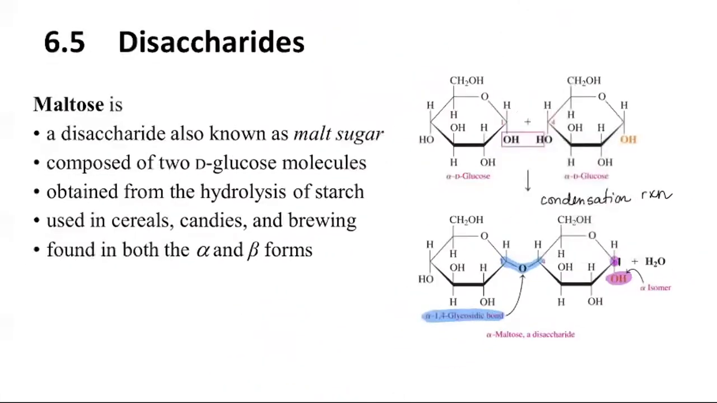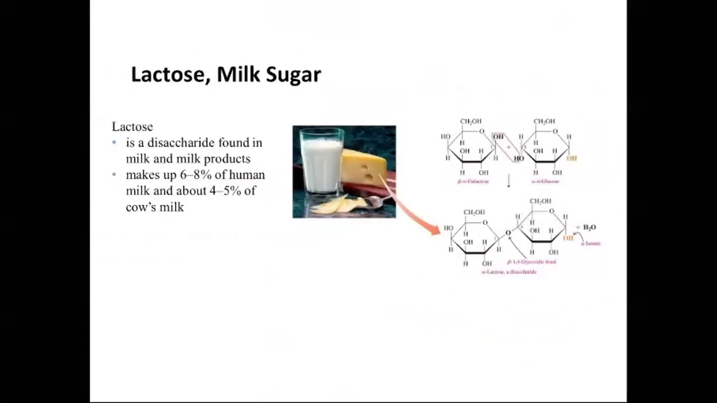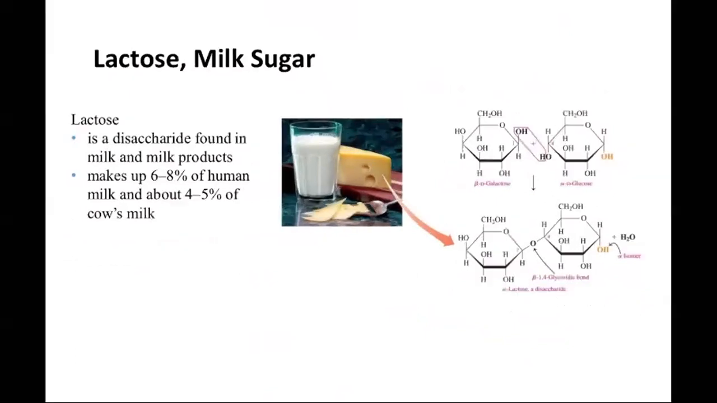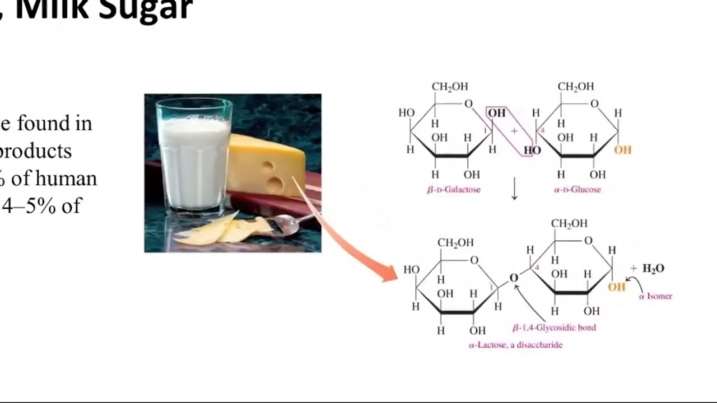Now, when it comes to lactose, which is milk sugar, understand that lactose is formed by the monosaccharides beta D-galactose and alpha D-glucose. Overall, we also have a glycosidic bond, and the glycosidic bond here is an alpha 1,4 glycosidic bond. Remember, glycosidic because it's linking two sugars. So we have a galactose and a glucose molecule coming together and making this lactose.